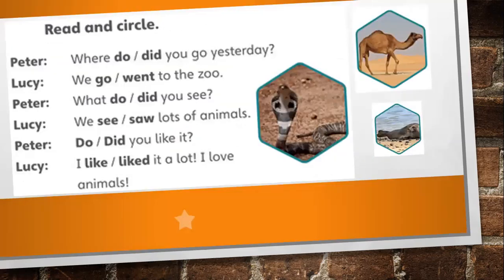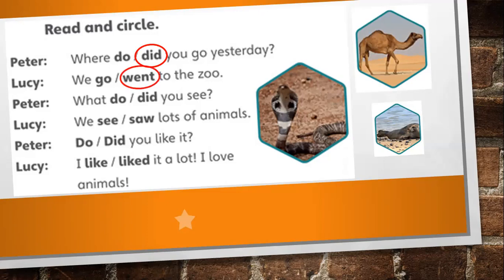We have another conversation. We're going to circle the correct word to complete the sentences. Peter starts the conversation by saying, where did you go yesterday? Yesterday, that's in past. We have to use did. Where did you go yesterday? Lucy, we went to the zoo. We're talking about yesterday. We went to the zoo.